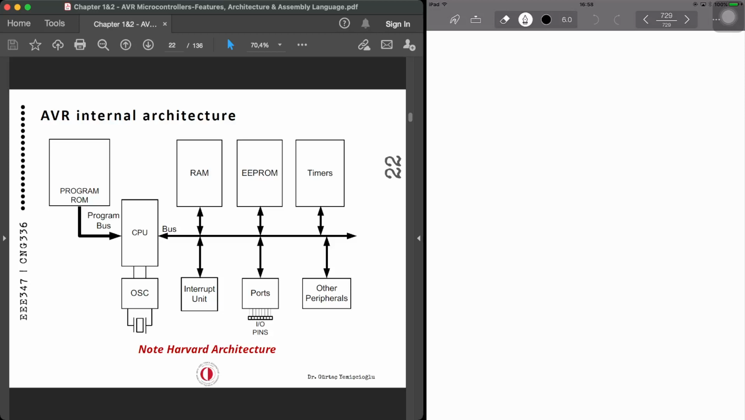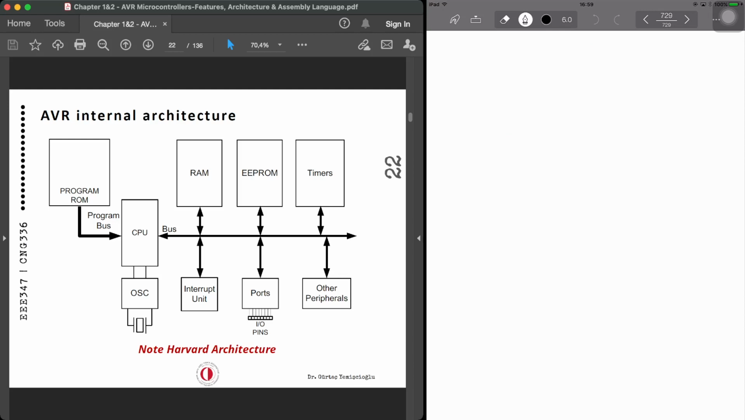Right. The next thing that we are going to concentrate on is the AVR internal architecture. As you can see in the figure, this architecture is using Harvard architecture, if you do remember from lecture 1, where we have a separate bus for program memory and a separate bus for internal RAM, EEPROM, timers, interrupts, ports and so on. So the CPU is sitting in between. We have the oscillator, the program ROM memory, and some other resources around it.